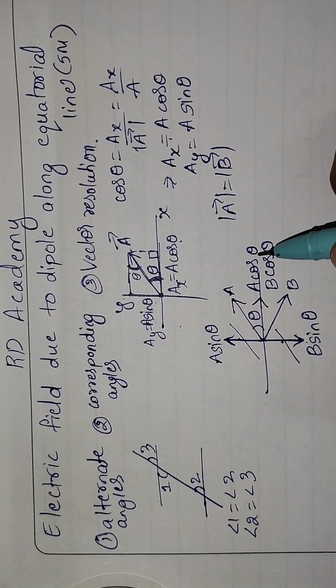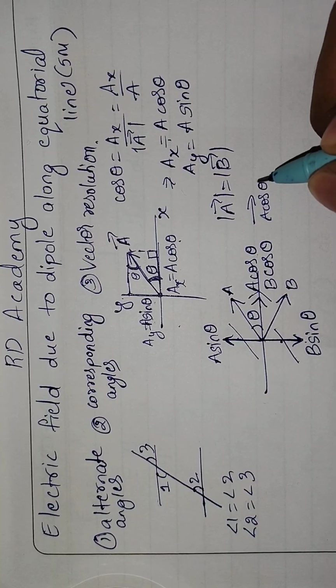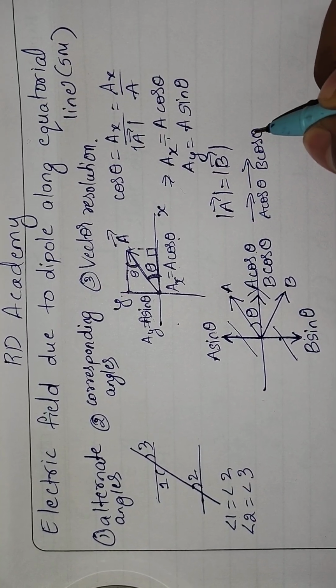But along the x direction now you have two vectors. One is A cos theta and another one, in the same direction, is B cos theta.